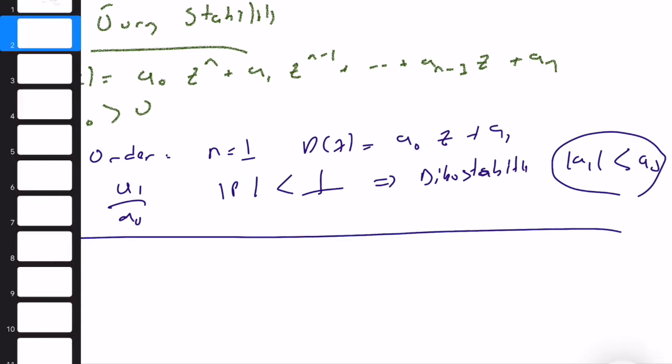Good. So let's go to the second order case. D of z is equal to a0 z squared plus a1 z plus a2. In order to give the intuition, I assume that my poles are distinct and real. It can be a double pole, that's fine, but I ignore the complex conjugate part, because the complex conjugate part will not affect the results. It's just easier to see the details when we have two real roots.